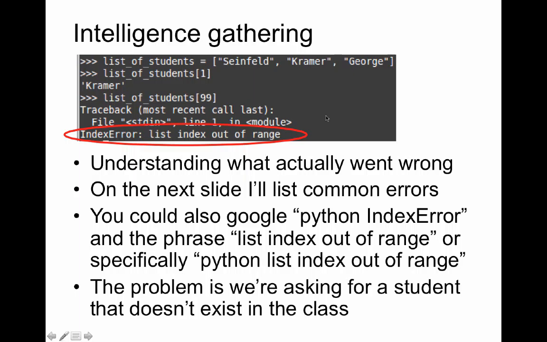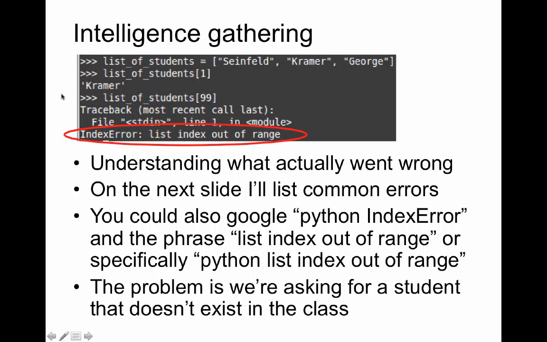Okay? The second step is understanding what actually went wrong. So the most useful line of code here is the line that says index error, that tells you what type of error you had, and it gives you a little description. The list index, which we know is the number of the student, is out of the range of the students.